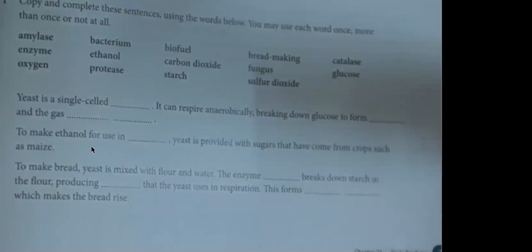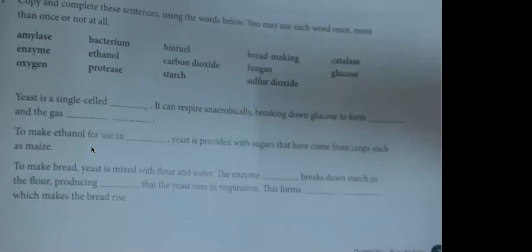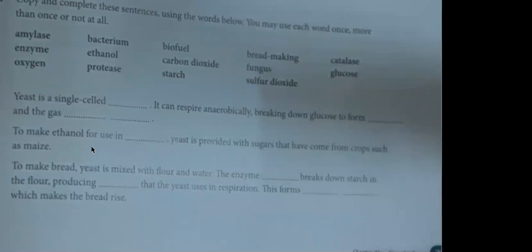Using it as a biofuel. Very good, because ethanol is a biofuel, produced from the sugar that comes from crops such as maize. Yeah, we mentioned maize. Remember, it is the alternative to which fuel? Yes, fossil fuel, gasoline.